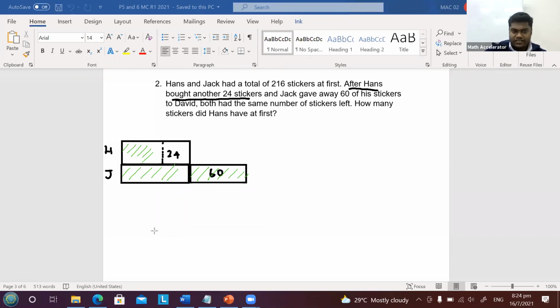Okay. So now if I were to sort of extract this model out, right? So this is Hans. Okay. And this is Jack. So you can put the total as 216. So this is Hans and this is Jack. Now can you type in the chat, right? What do you think this value is?